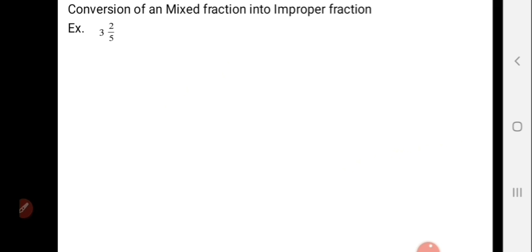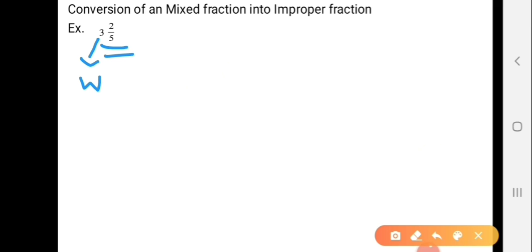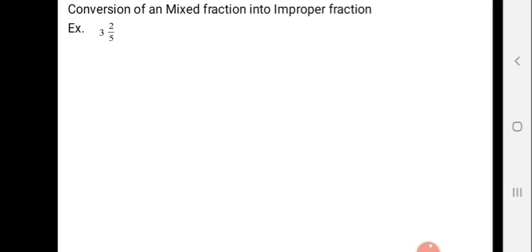Our next topic is conversion of a mixed fraction into an improper fraction. Our example is 3 2 by 5. This is a mixed fraction because there is a whole number part, a numerator and a denominator, right?